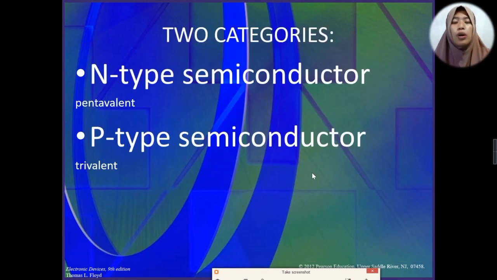So, let's now talk about the N-type and P-type semiconductor. We know that a semiconductor is a poor conductor. So, its conductivity will increase if we add an impurity to the intrinsic semiconductor material. This process is what we call doping, where it increases the number of current carriers. What are these current carriers? These are the electrons and the holes.